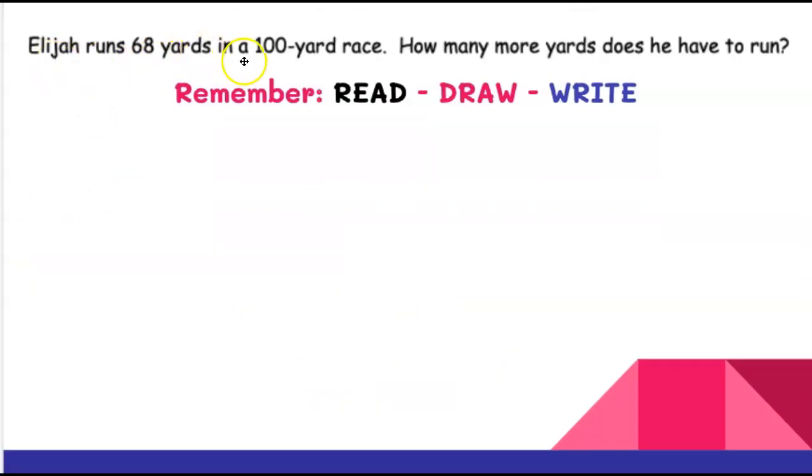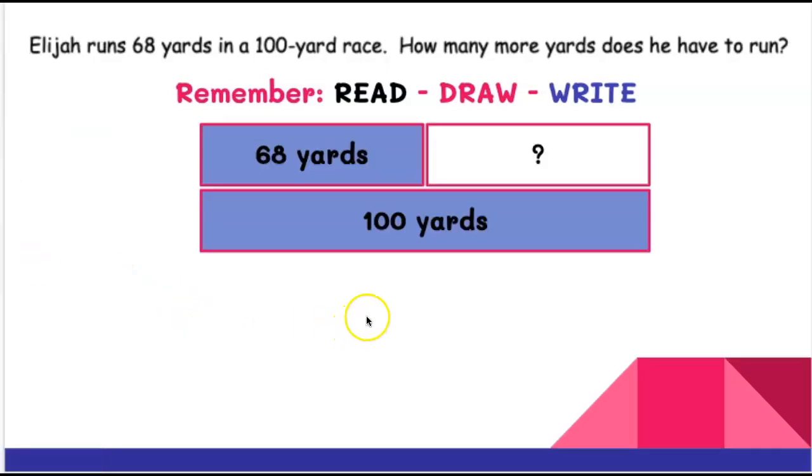Elijah runs 68 yards in a 100-yard race. How many more yards does he have to run? Let's read it 2 times. Elijah runs 68 yards in a 100-yard race. How many more yards does he have to run? So now we're going to draw a tape diagram. I want you to think about what you know. He ran 68. The total race is 100 yards. I want you to draw a tape diagram now to show me how you're going to solve for this problem. Remember, you should have 2 parts in a whole, one of those parts is going to be a question mark because we don't know yet how many more yards he needs to run. Pause here to draw your tape diagram, then press play when you're ready to move on.